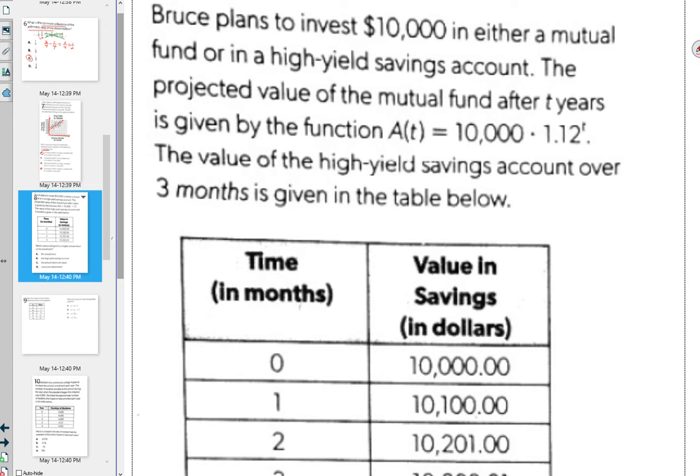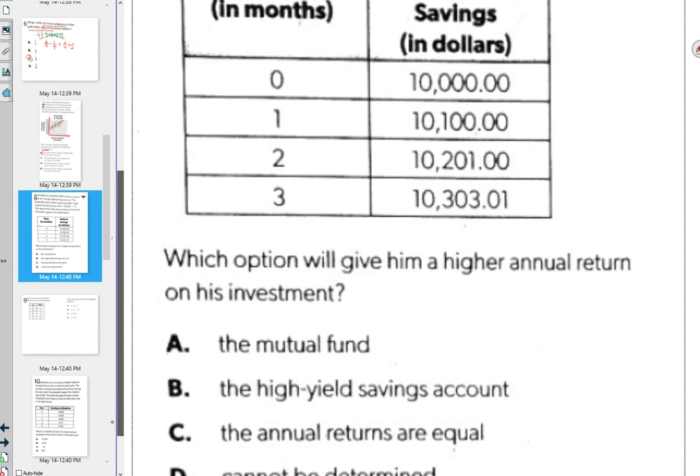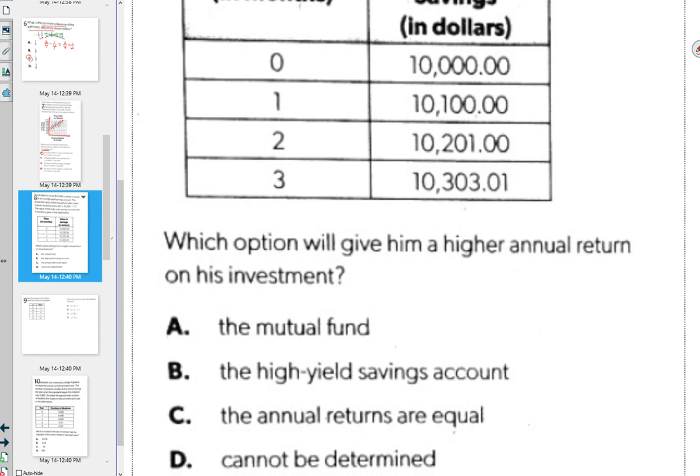Bruce plans to invest $10,000 in either a mutual fund or a high yield savings account. The projected value of the mutual fund after T years is, okay, blah, blah, blah. The value of the high yield savings account over 3 months is given in the table below. Which option will give him the higher annual return on his investment?